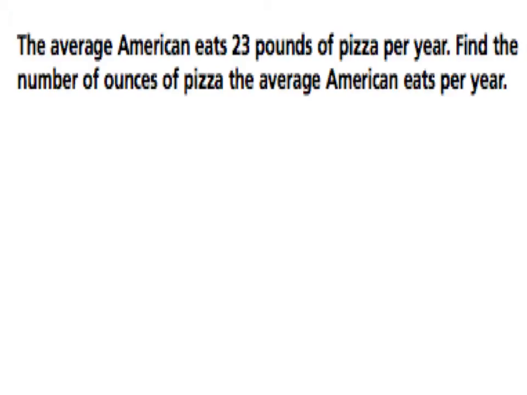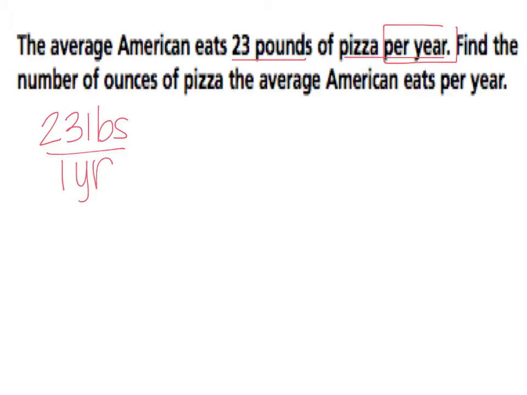Let's practice going between units. Let's try this example first. It says the average American eats 23 pounds of pizza per year. Find the number of ounces of pizza the average American eats per year. So let's start with what we know. The American eats 23 pounds of pizza per year. Where you see that per year, you're thinking unit rate. So we can do 23 pounds over 1 year. That's where we're going to start.